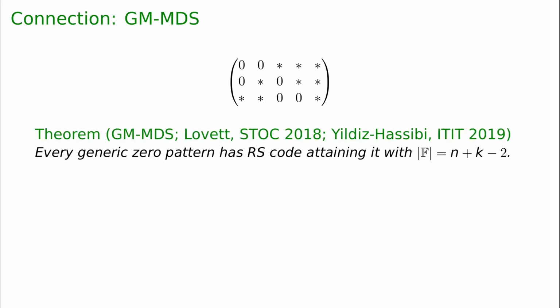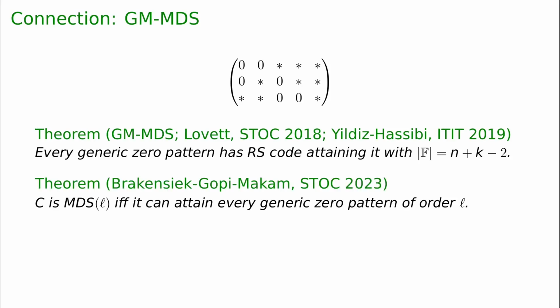It's been known for a while, for a random linear code, what all the possible zero patterns are. What was recently shown in the GM-MDS theorem is that a Reed-Solomon code can attain the same zero patterns. In particular, for any given zero pattern, you can attain it over a small field size.